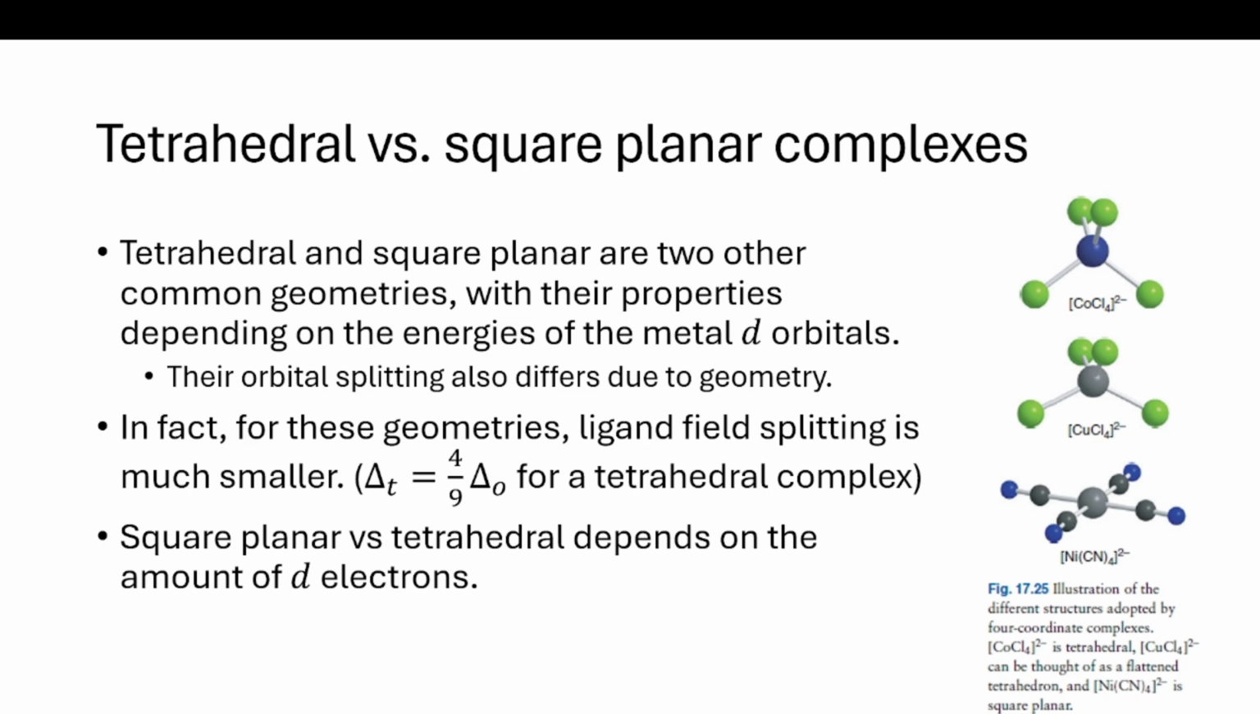So, tetrahedral and square planar geometries are also common for metal complexes, in addition to octahedral, and their properties depend on the energies of the d orbitals in the metal. Now, for these specific geometries, splitting is still present. However, it's going to be much smaller as compared to octahedral. And regarding the geometry, the battle between square planar versus tetrahedral will depend on the amount of d electrons present.